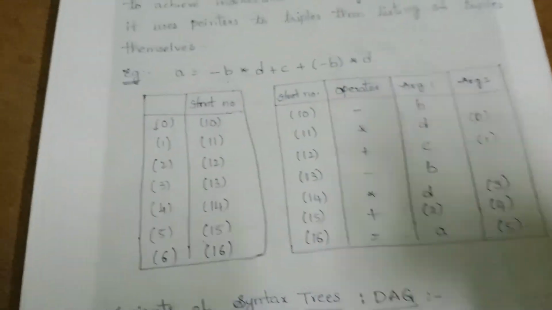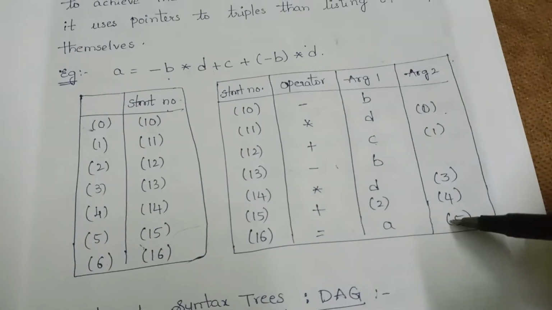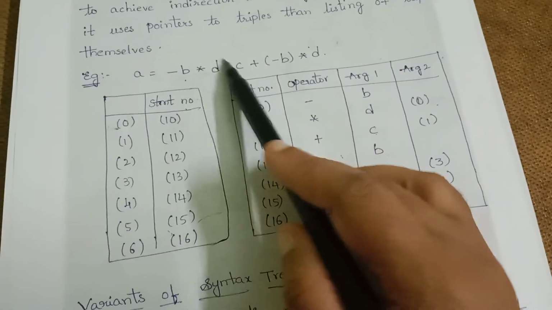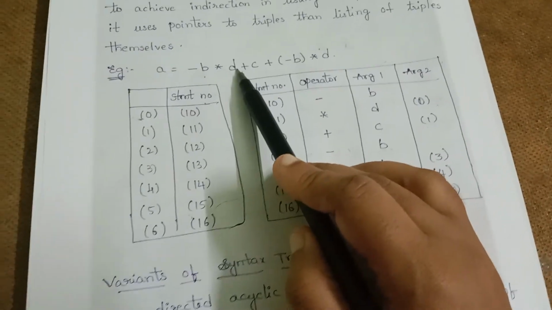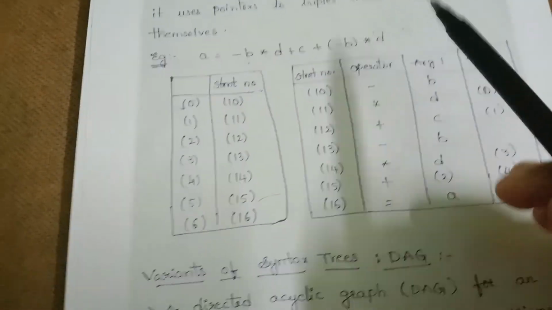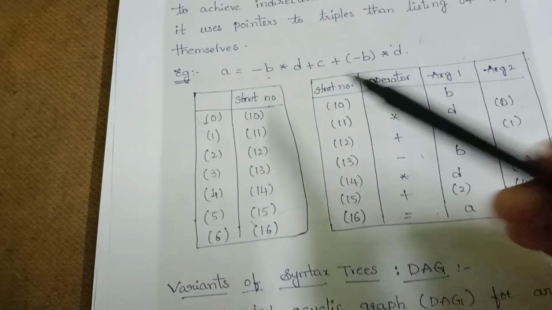If you feel like this is confusing for you, in place of argument 2 you can write these values and you can construct the table like previously how we have constructed for triples and quadruples, the argument 1 and argument 2. So you can construct that and you can take this.